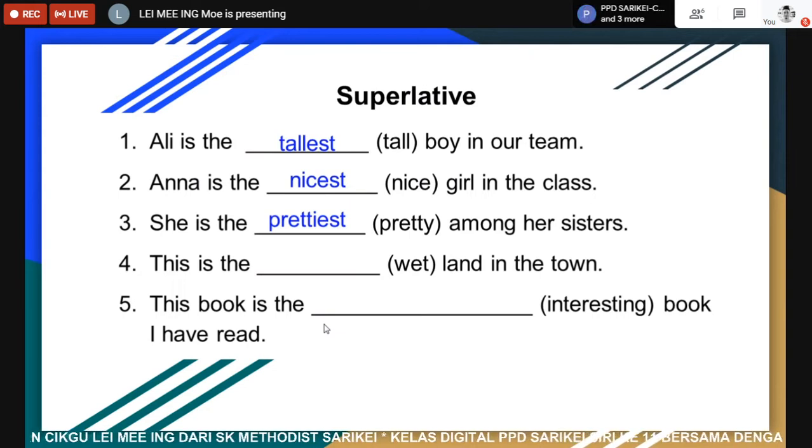Number 4. This is the land in the town. Given word here is wet. So what is your answer here? Write it down. Question number 4. The superlative form for wet.